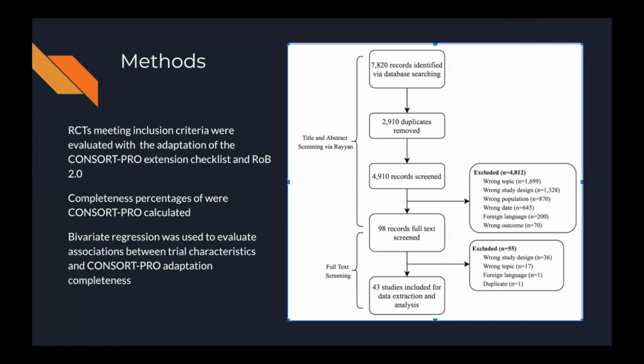The RCTs that met the inclusion criteria were evaluated with the adaptation of the CONSORT-PRO extension checklist, as well as the Risk of Bias 2.0. Completion percentages of CONSORT-PRO were calculated, and we also used a bivariate regression to evaluate associations between trial characteristics and the CONSORT-PRO adaptation completeness.